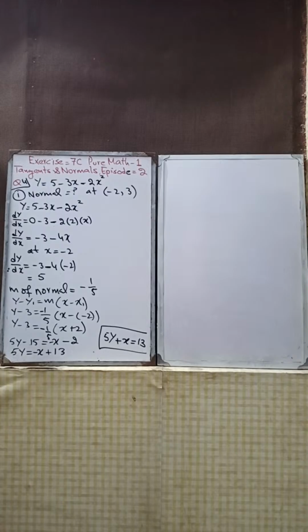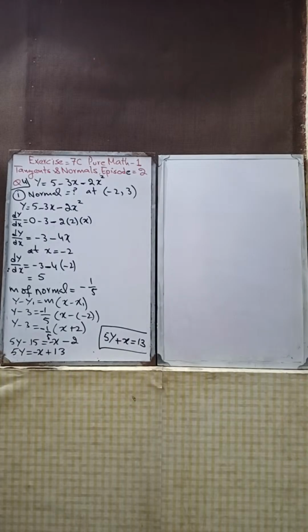The 5 I will take to the other side, multiplying with the y minus 3. So it becomes 5y minus 15 equals minus 1 multiplied with that bracket, so minus x minus 2. Take this minus x to the other side, and bring that minus 15 to this side. So you will have 5y plus x equals 13. And this is the A part of question number 4: we have proved that the equation of the normal is 5y + x = 13.